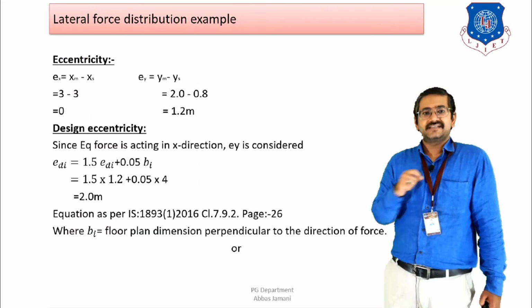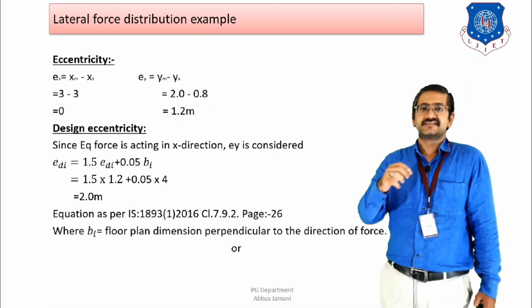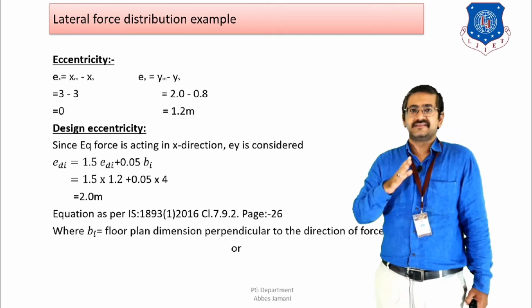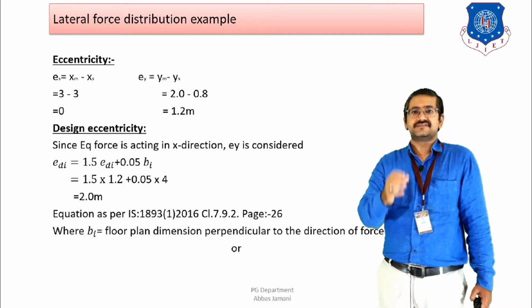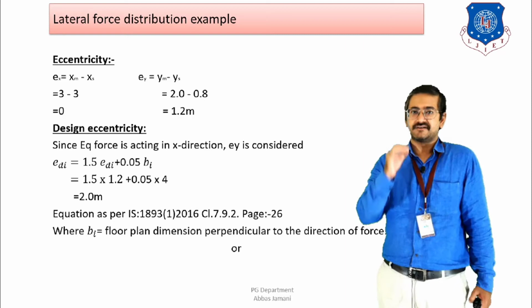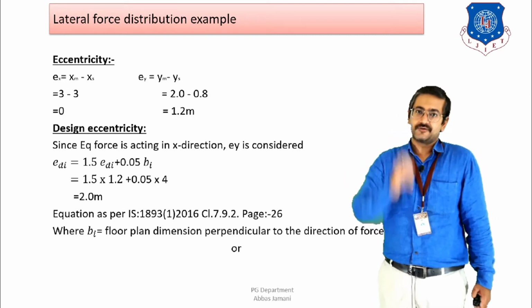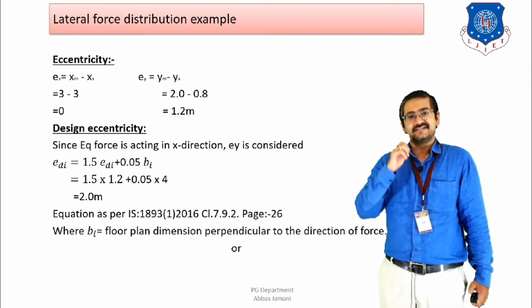Right? The next step is the calculation of eccentricity, because we have been discussing from the very first lecture that the center of mass and the center of stiffness should coincide. If they are not coinciding, then as a result, eccentricity will be there.